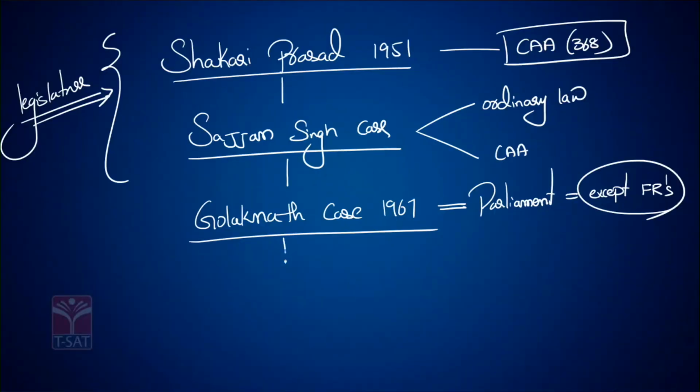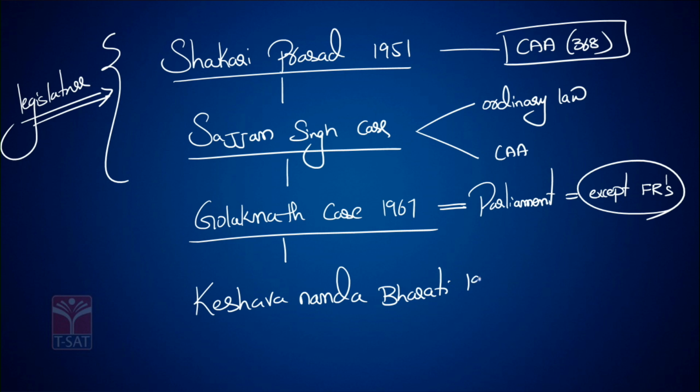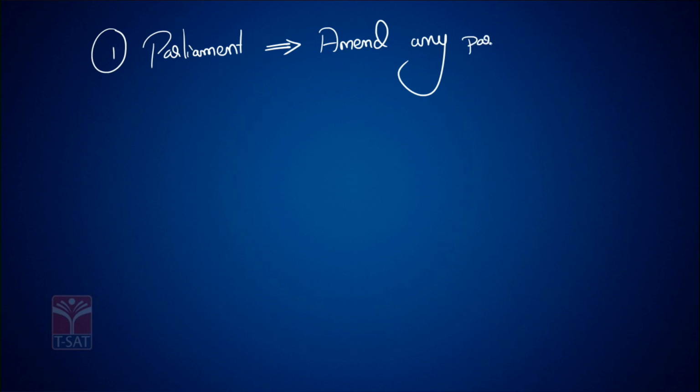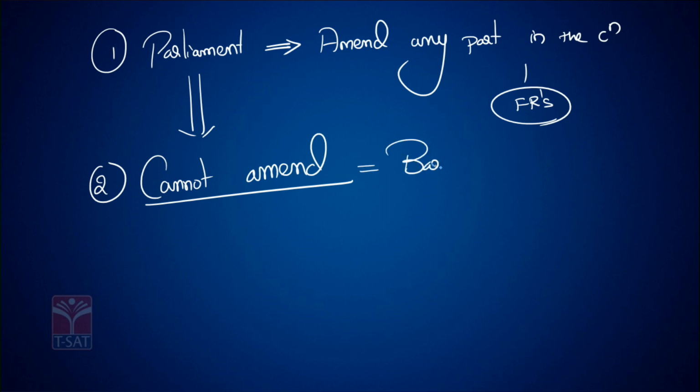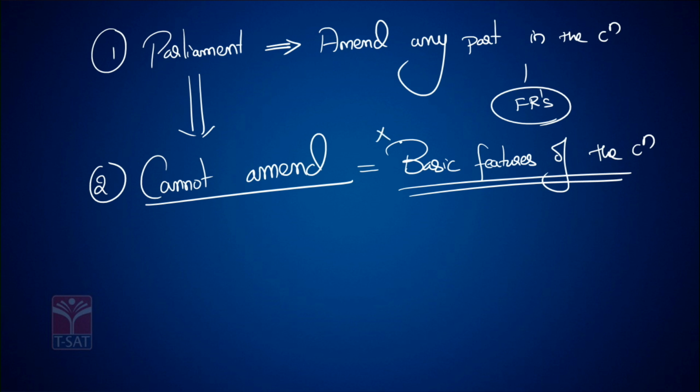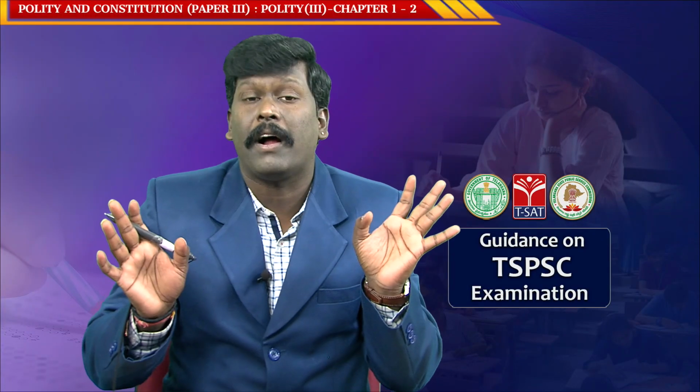This was again challenged in the Keshavananda Bharati case. In Keshavananda Bharati case, Supreme Court said, point number one, Parliament has the authority to amend any part in the constitution, including fundamental rights, but Parliament cannot amend the basic features of the constitution. Except the basic features of the constitution, Parliament can amend any part of the constitution.